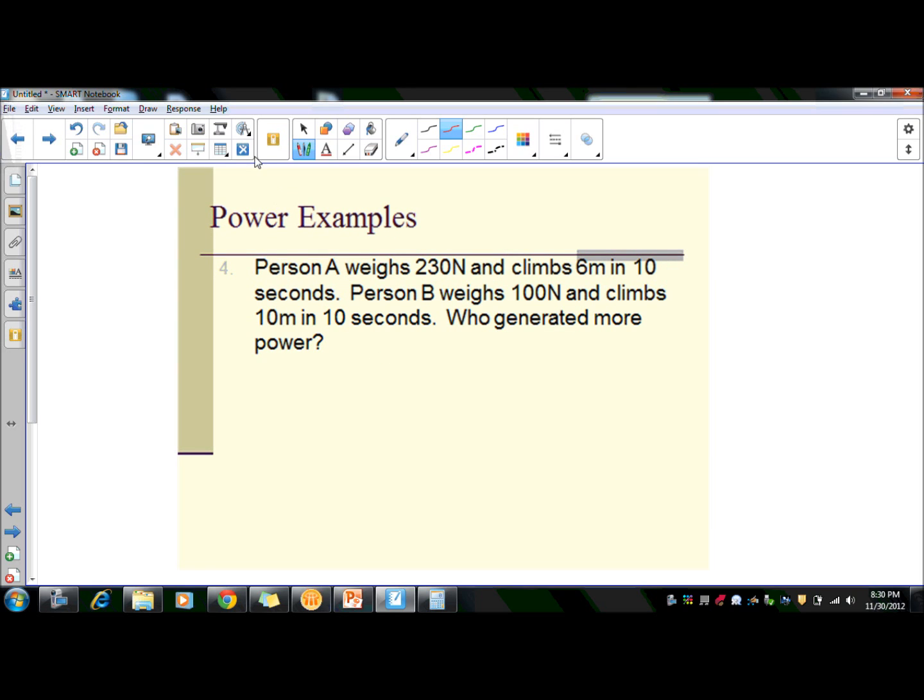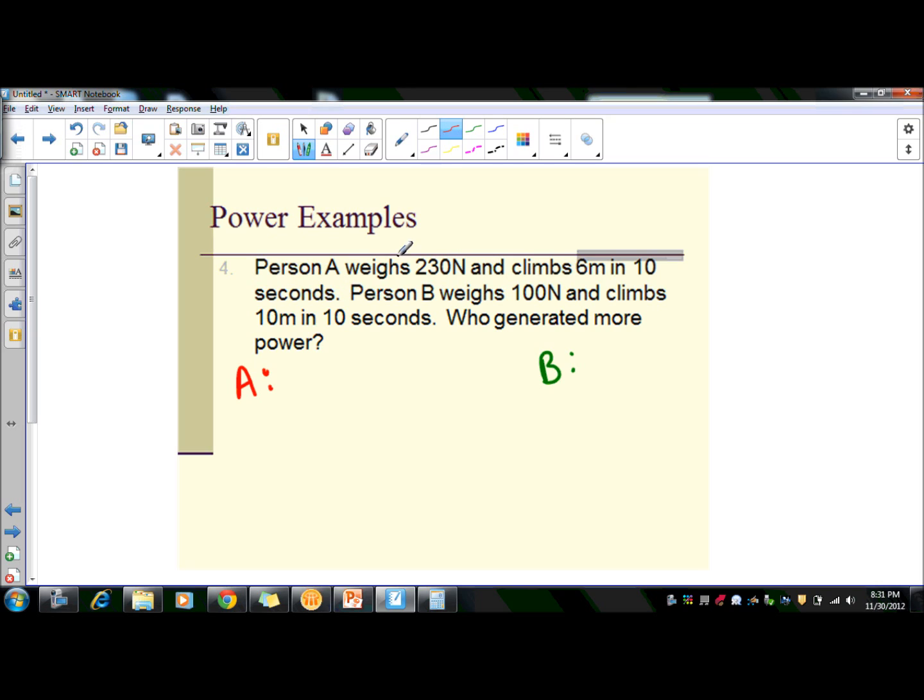So in this question, it says person A weighs 230 newtons and climbs 6 meters in 10 seconds. Person B weighs 100 newtons and climbs 10 meters in 10 seconds. Who generated more power? Well, let's divide it up. So we have A and we have B.